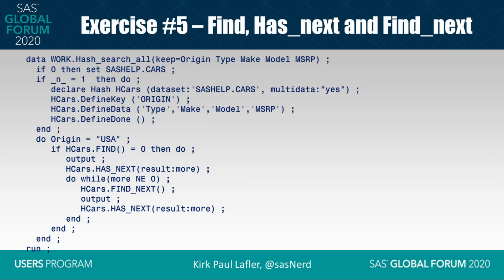Then traverse the dataset looking for other data values that match the key. And it continues looping through this, collecting all the observations that match origin equals USA. That multidata yes and the looping technique that's used here, along with the has_next and the find_next, gives us the ability to find all the origin USA manufactured cars or anything else that we want to use.